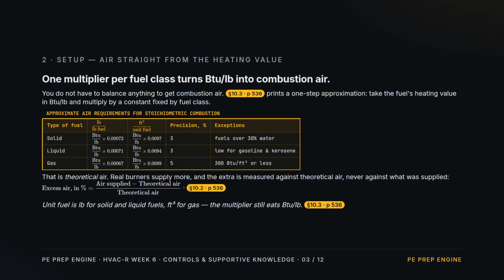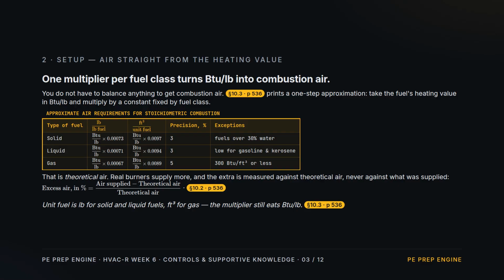Setup: air straight from the heating value. You don't have to balance anything to get combustion air. The handbook prints a one-step approximation. Take the fuel's heating value in BTU per pound and multiply by a constant fixed by fuel class. Solid fuels use 0.00073 for pounds of air per pound of fuel. Liquid uses 0.00071, gas 0.00067. There's a parallel column of volumetric multipliers, and each row carries its own precision. 3% for solid and liquid, 5 for gas, plus named exceptions.